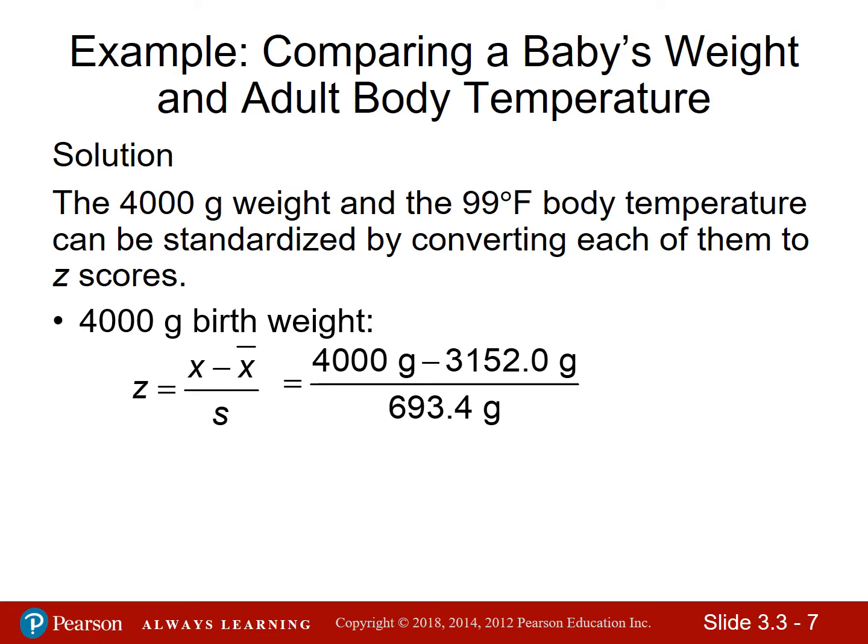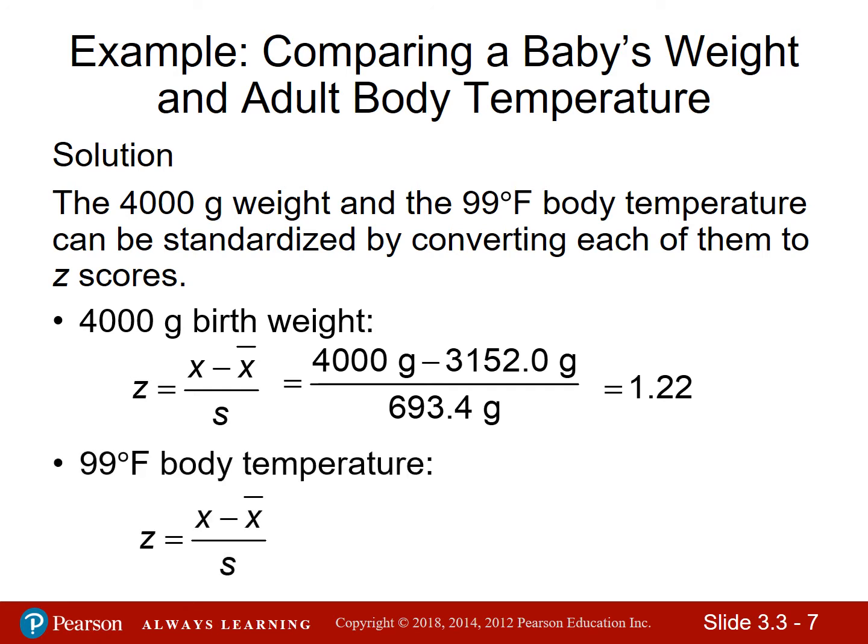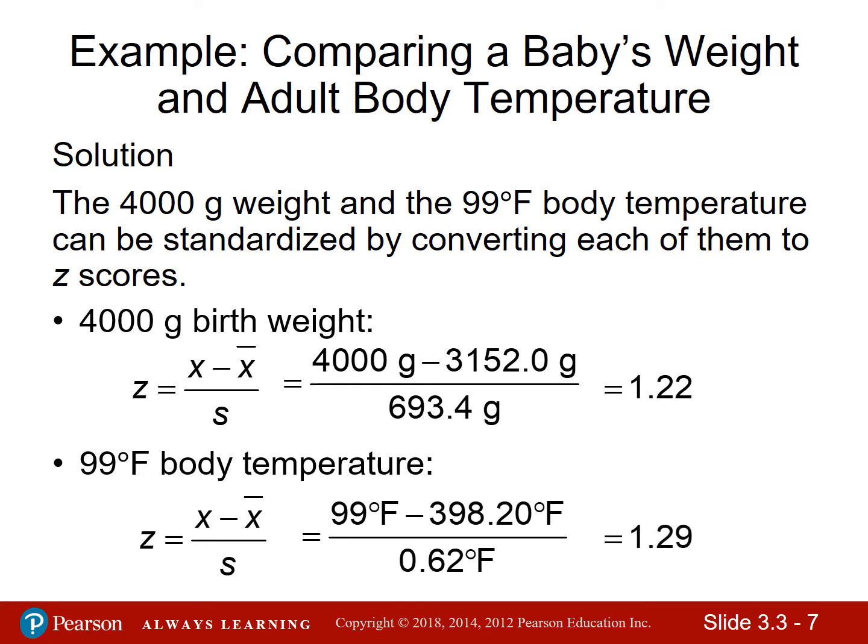3,152.0 gram divided by the standard deviation. If you compute that, see here, the units cancel each other out, so there is no unit. The z-score here is 1.22. Now for the adult body temperature, we get the z-score, let's go, 1.29. So you can see here which one is higher. The adult body temperature is higher.